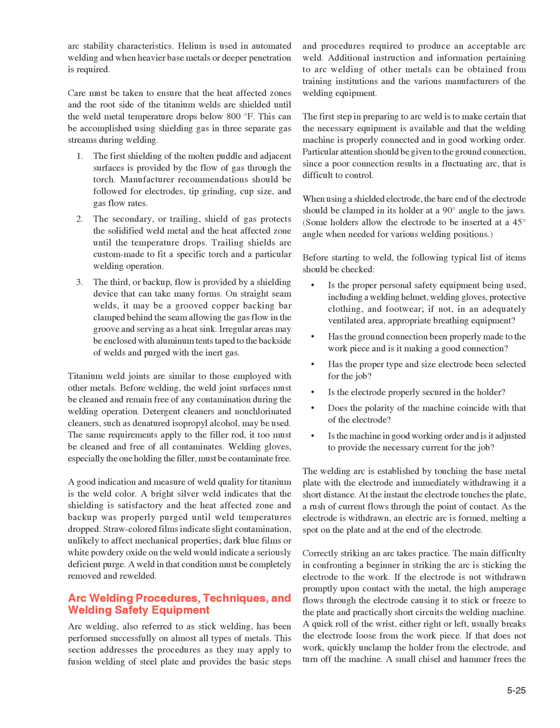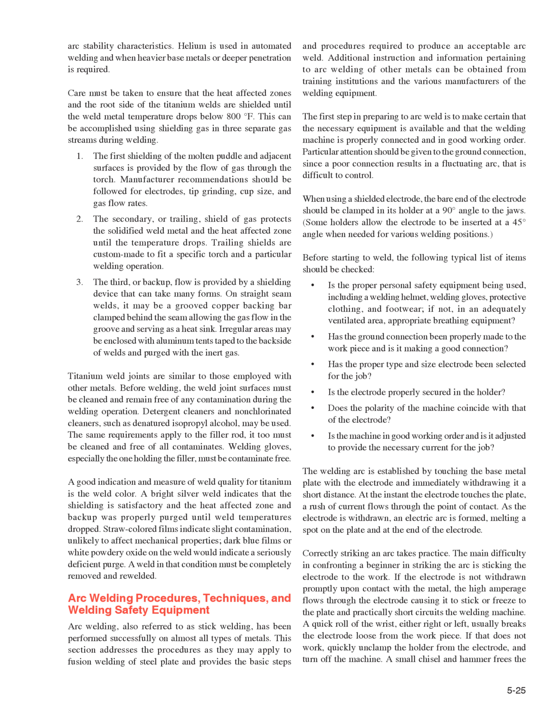Arc welding procedures, techniques, and welding safety equipment. Arc welding, also referred to as stick welding, has been performed successfully on almost all types of metals. This section addresses the procedures as they may apply to fusion welding of steel plate and provides the basic steps and procedures required to produce an acceptable arc weld. Additional instruction and information pertaining to arc welding of other metals can be obtained from training institutions and the various manufacturers of the welding equipment.